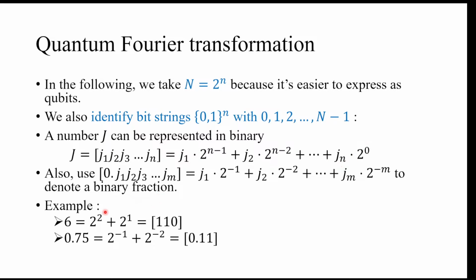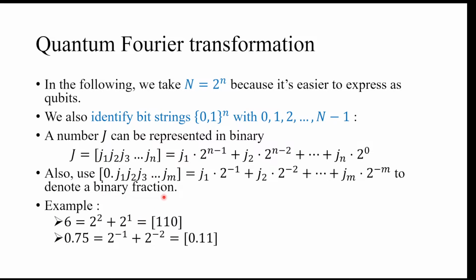Okay, so here is an example. Maybe our small n equals 3, big N equals 8, and we have this 6, which equals 2 to the 2 plus 2 to the 1, and we write it as this 110 string. This is just a binary representation, which you should all be quite familiar with.